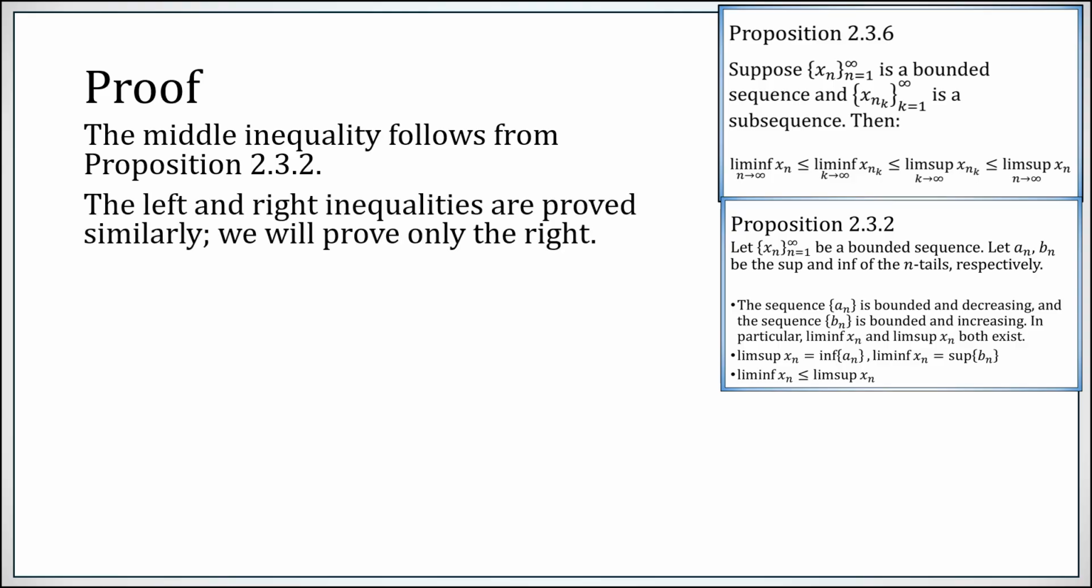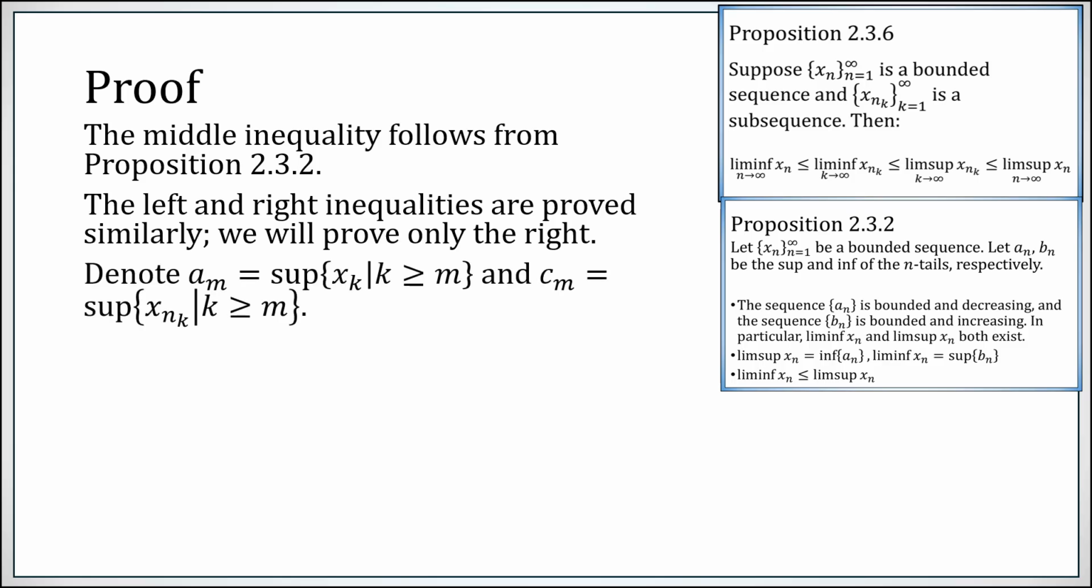The left and right inequalities state that if you pass from a sequence to a subsequence, the liminf can only go up and the limsup can only go down. They are proved totally analogously. We are only going to prove the one regarding limsups. So, denote by A_m the sup of the m-tail of the original sequence, and by C_m the m-tail of the subsequence.